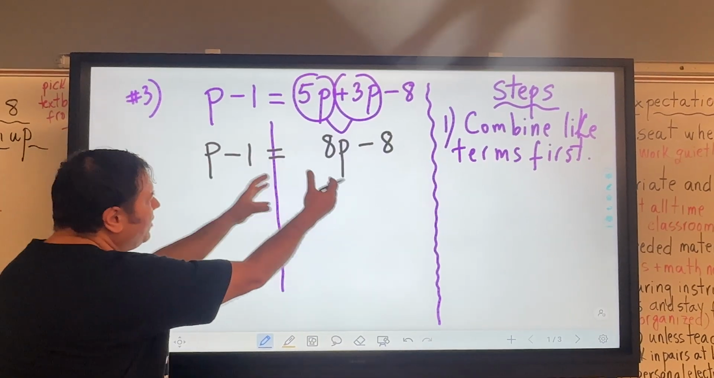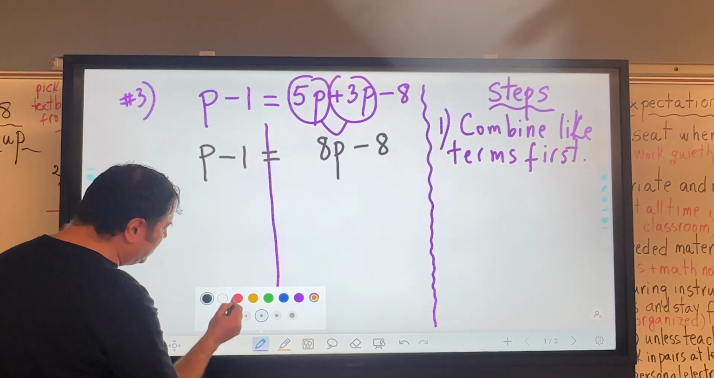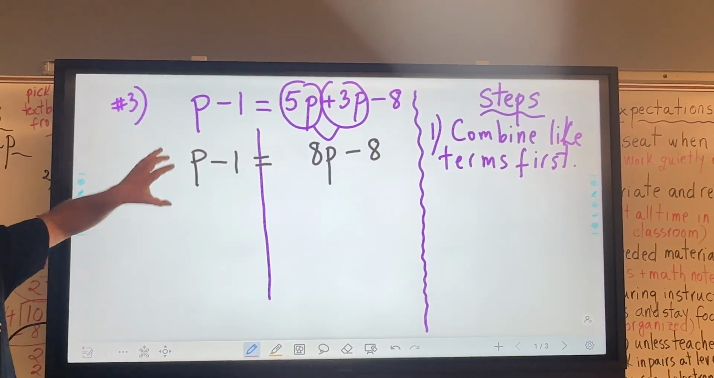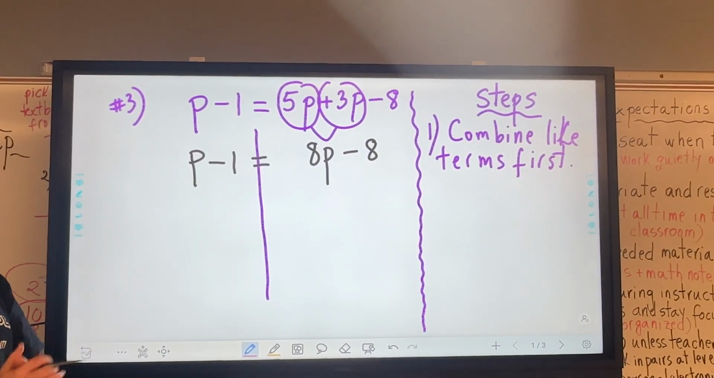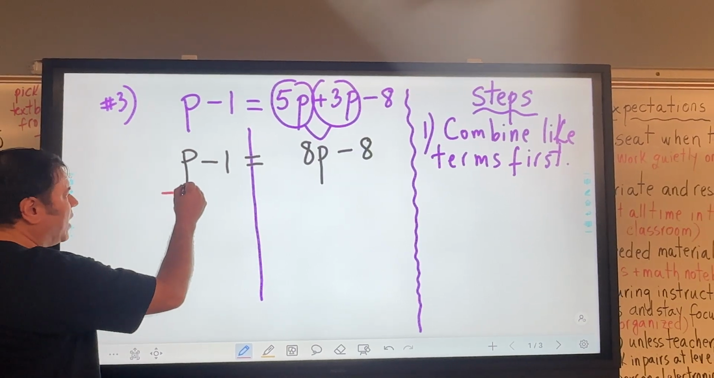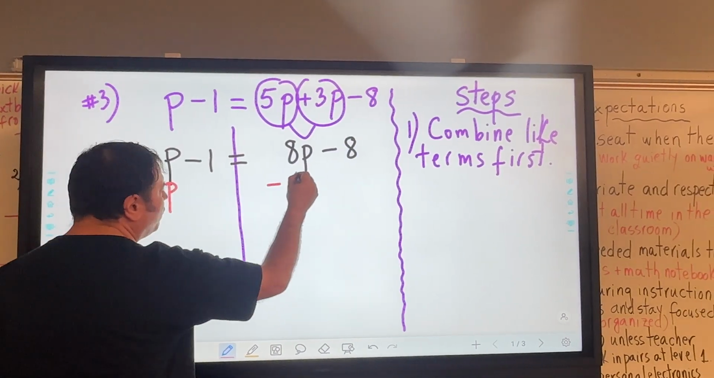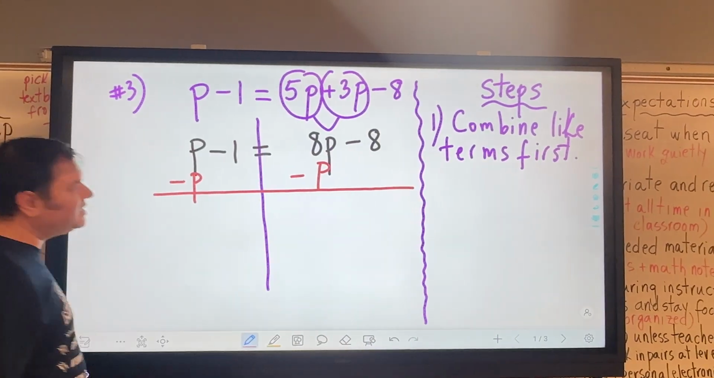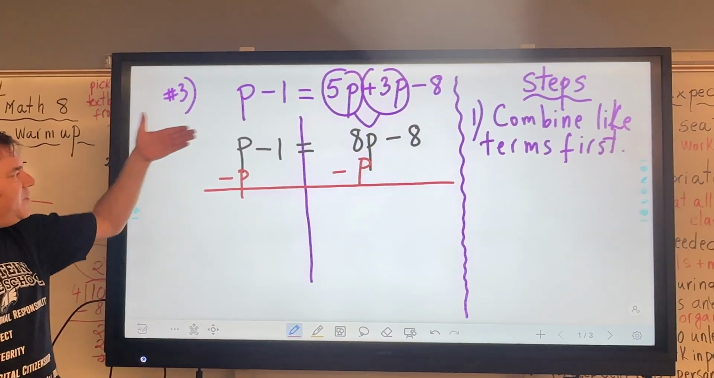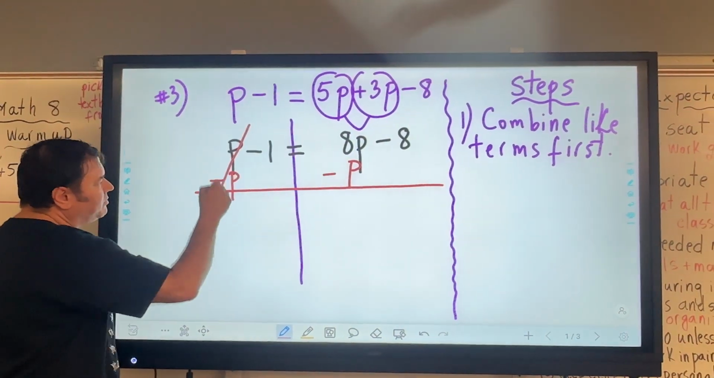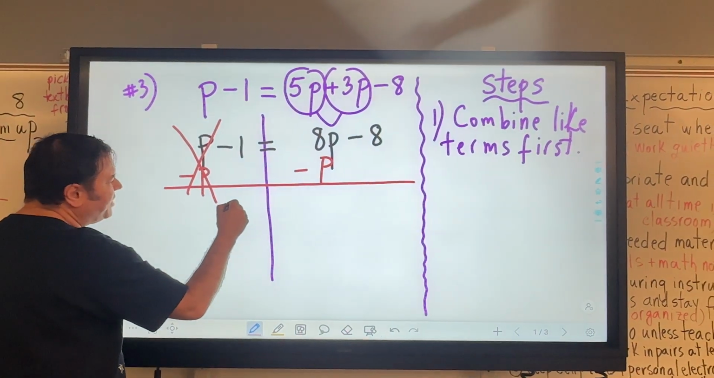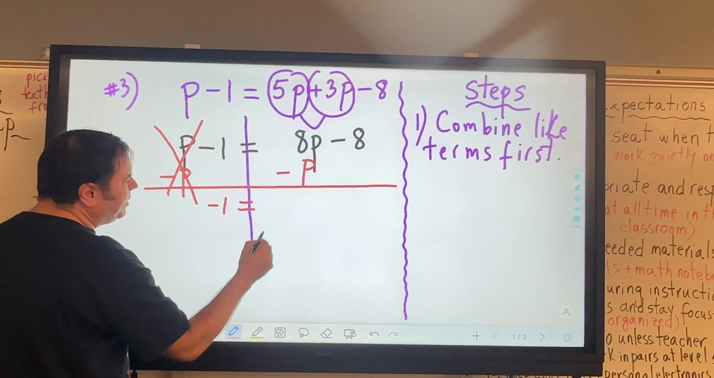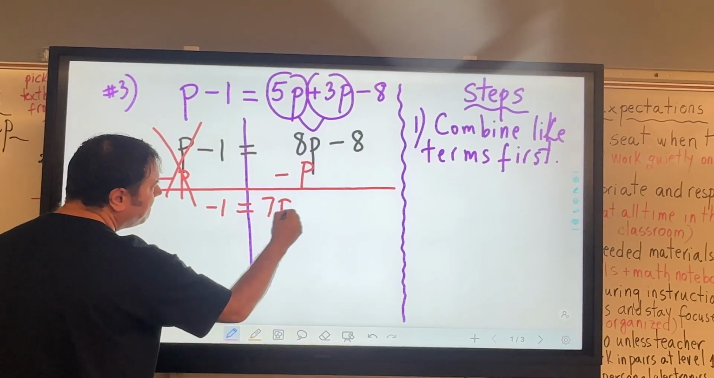Now we have variables on both sides. And the question is, what's better to do? Should we subtract 8p or subtract 1p from both sides? Obviously, it's better to subtract 1p from both sides in order for us to keep the variables positive. And let's see what's going to happen. Positive p and negative p cancel each other out. So we are left over with negative 1 equals 8p minus 1p becomes 7p minus 8.